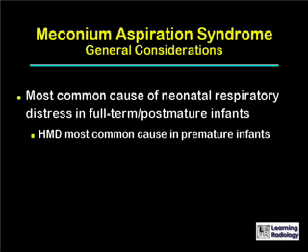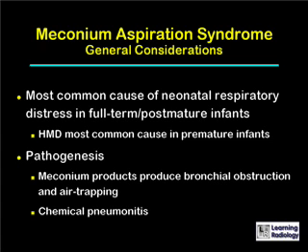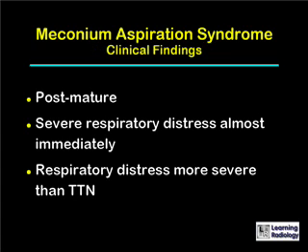Meconium aspiration syndrome. Meconium aspiration syndrome is the most common cause of neonatal respiratory distress in full-term or post-mature infants. Hyaline membrane disease is the most common cause in premature infants. The pathogenesis involves meconium products being aspirated and producing bronchial obstruction and air trapping. They also produce a chemical pneumonitis. This usually occurs in post-mature infants. There is severe respiratory distress almost immediately upon birth, and a respiratory distress that is more severe than that which is seen in transient tachypnea of the newborn.